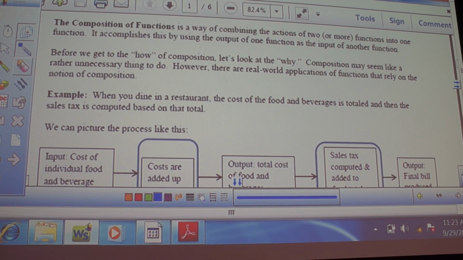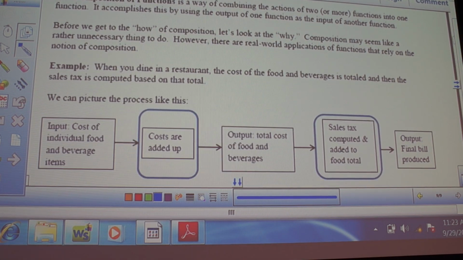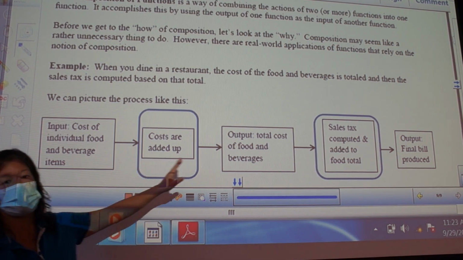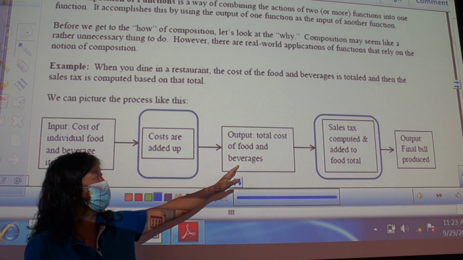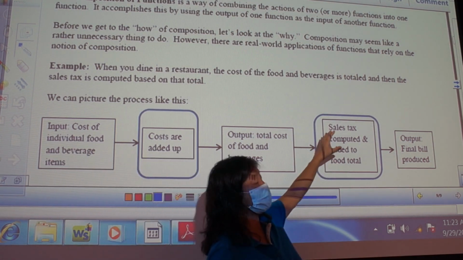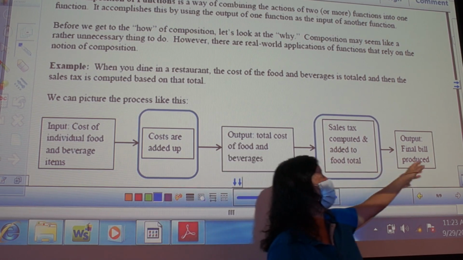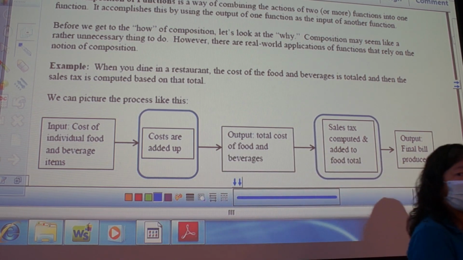Example, when you dine in at a restaurant, the cost of the food and beverages is totaled, and then the sales tax is computed based on that total. We can picture the process just like this, right? The input is all the costs of your individual food and beverage items, and you input those into the function, and it adds them up and spits out an output, your total for the bill. Then they compute sales tax and add it to the bill, so you get your final amount to pay.